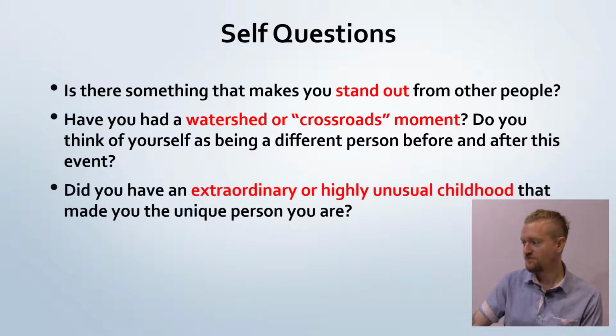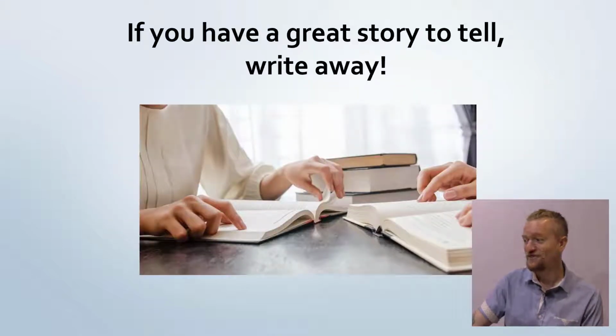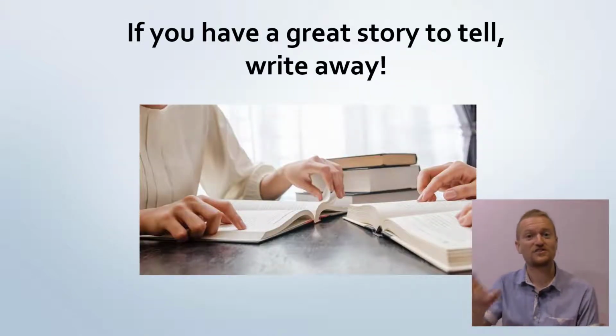Something that would definitely make the admissions officers see you as more than an ordinary person in terms of your experiences. Did you have an extraordinary or highly unusual childhood? Maybe you traveled with the circus when you were younger. So if you have a great story to tell, just start writing. And the best way is to write down the details of the events. You don't have to write in long form before you draft your essay.